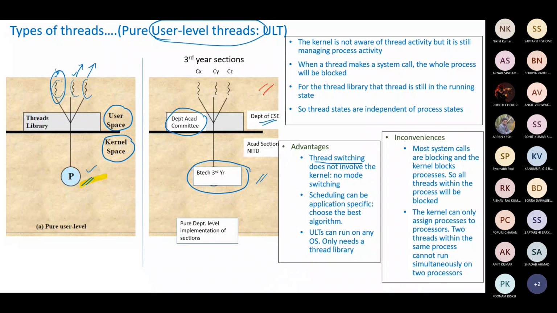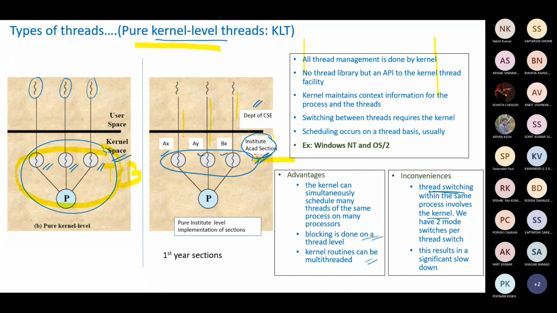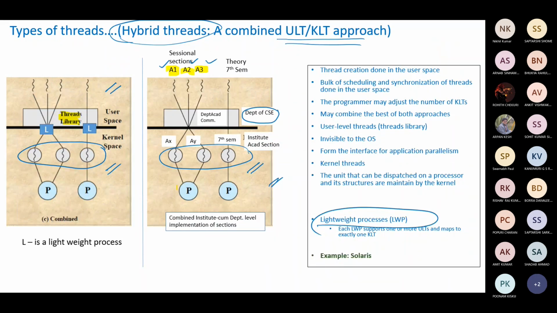And the last one is a combined approach, where if a kernel has created 2 or 3 threads, you can have a different kind of mapping in the user space, where the 3 threads at the kernel level can be mapped into 2 threads at the user level, and so on. So it is completely flexible.